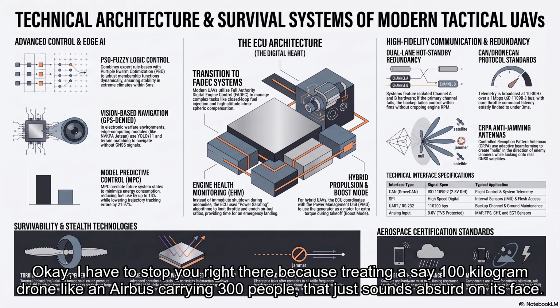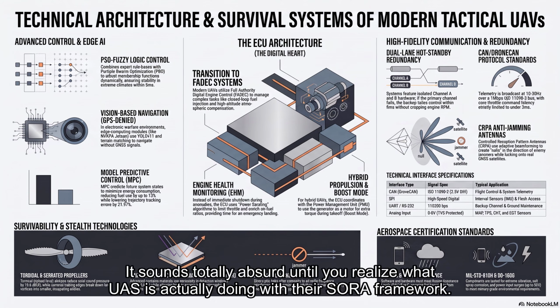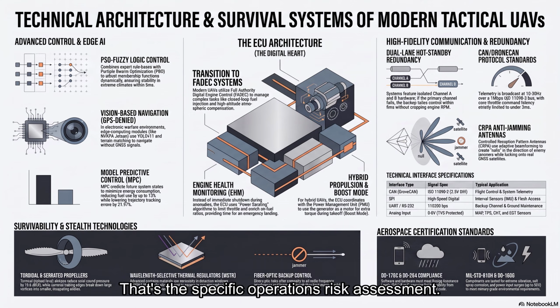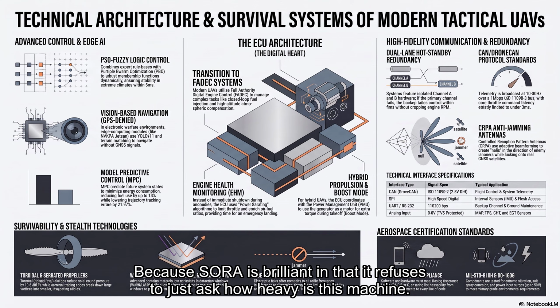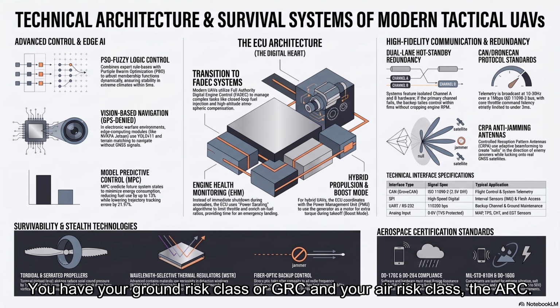Okay, I have to stop you right there, because treating a, say, 100-kilogram drone like an Airbus carrying 300 people just sounds absurd on its face. The scale of the risk is completely different. It sounds totally absurd until you realize what EASA is actually doing with their SORA framework. Yeah. That's the Specific Operations Risk Assessment. Right. Because SORA is brilliant in that it refuses to just ask, how heavy is this machine? Instead, it dynamically calculates two distinct metrics. You have your ground risk class, or GRC, and your air risk class, the ARC. Let me guess.